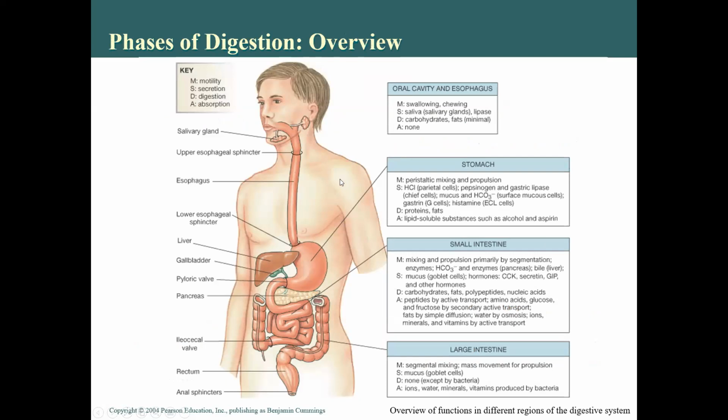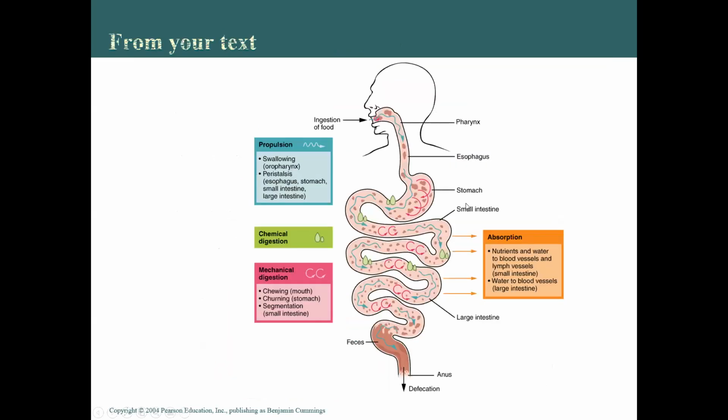It is not in your book, but it does show you what's happening at each of the parts of your digestive tract: what's happening in terms of motility, the movement, secretion, what materials are secreted in, what digestion occurs there, and then what absorption occurs. So this is a great overview of what's happening in different parts of the digestive tract. This is not in your OER text.